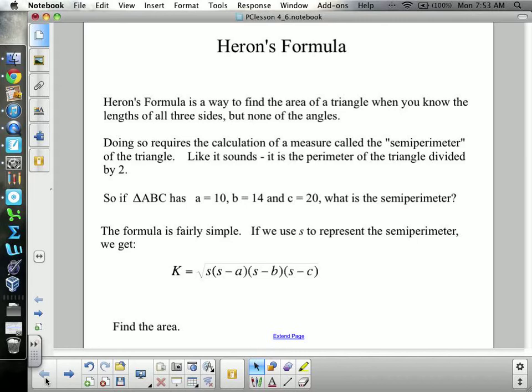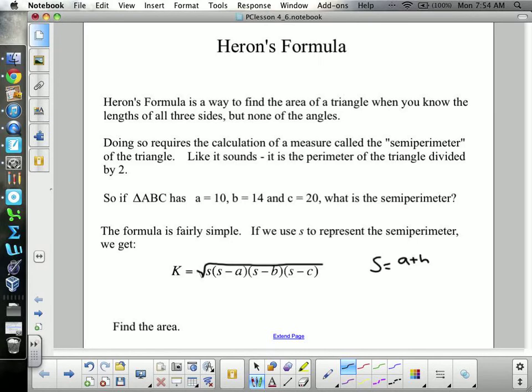Basically, first we have to find what's called the semi-perimeter of the triangle. The semi-perimeter, as you may suspect, is half of the perimeter of the triangle. So add all three sides and divide by 2. S equals A plus B plus C over 2. And then the area of the triangle can be found using the formula: the square root of S, the semi-perimeter, times S minus A times S minus B times S minus C. No angles, no trig functions, no nothing.